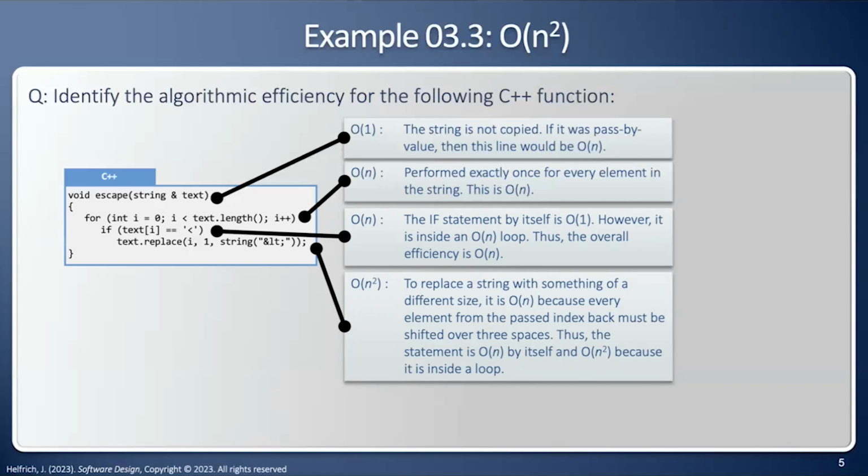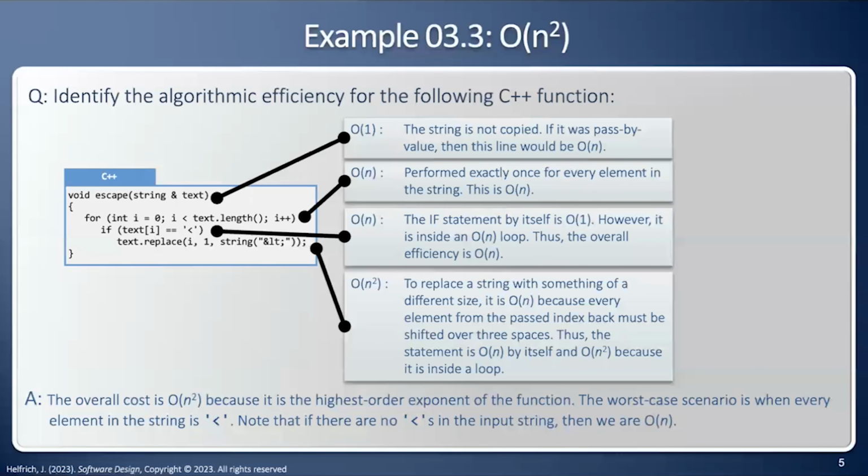efficiency is n squared. The overall cost is n squared because the highest order exponent of the function is n squared. So I have to choose between O sub 1, O sub n, O sub n, and O sub n squared. O sub n squared is bigger. Therefore, the overall algorithm is n squared.